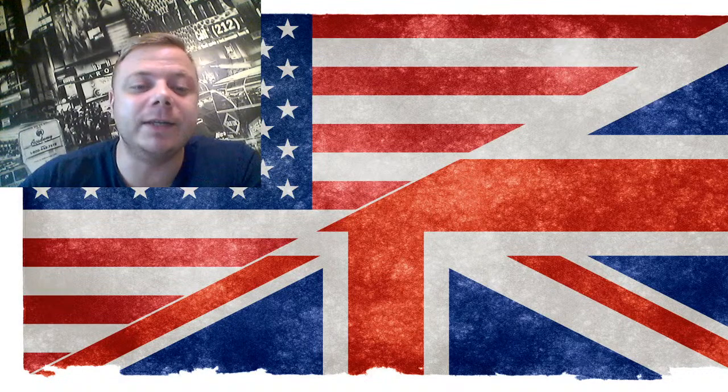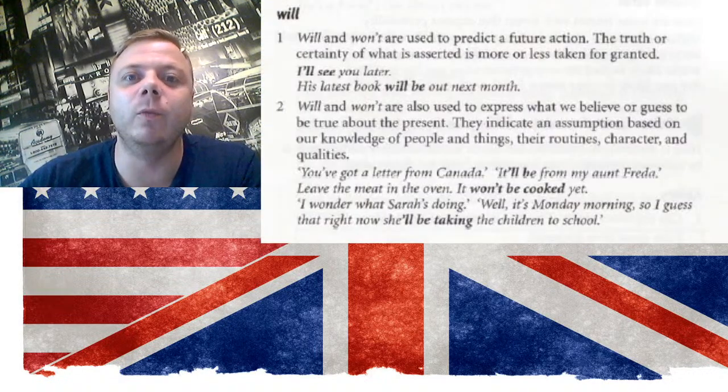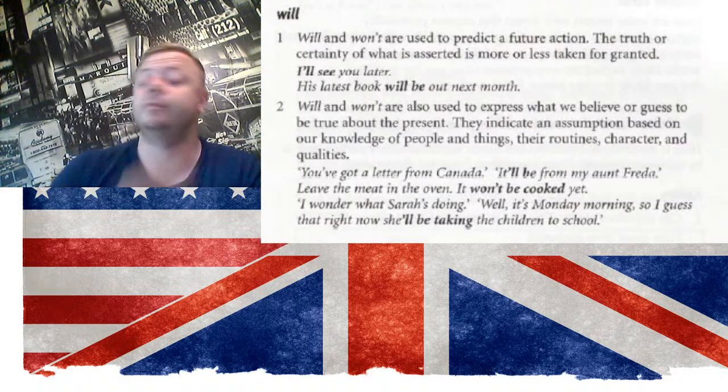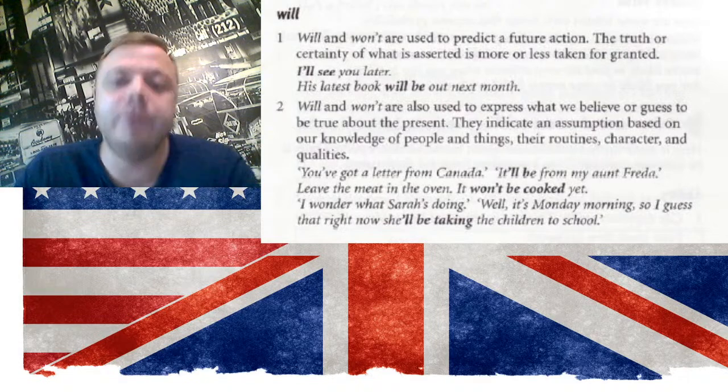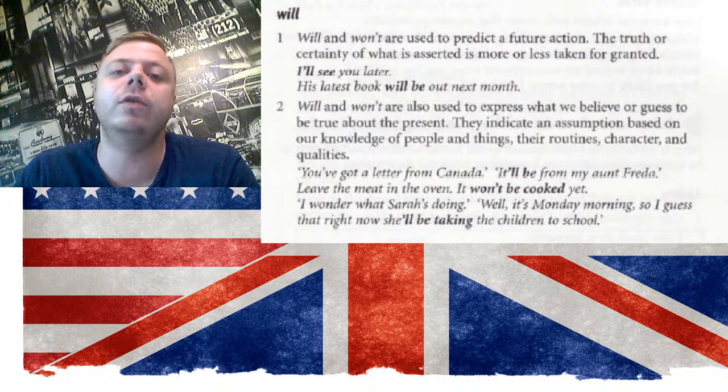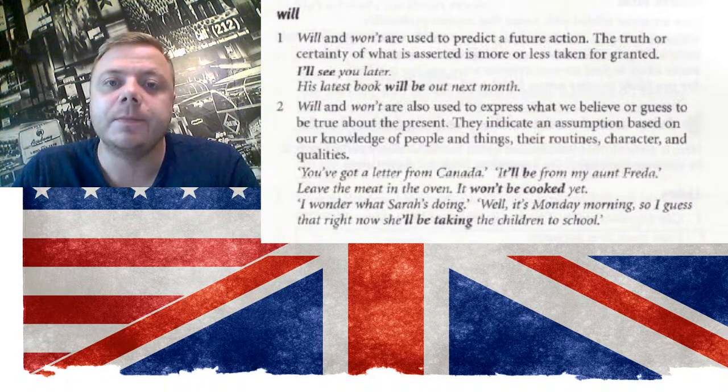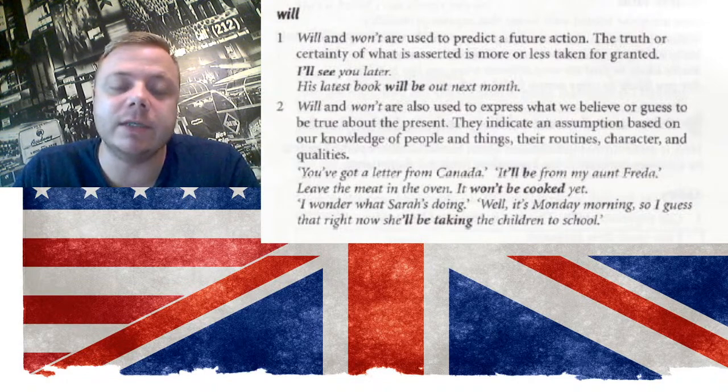So the first one will be will, right? So let's talk about will. Will and won't are used to predict a future action. The truth or certainty of what is asserted is more or less taken for granted. I'll see you later. His latest book will be out next month.